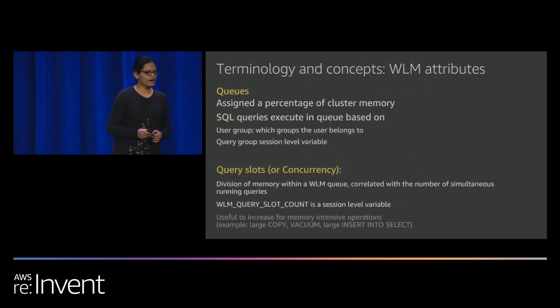In Redshift, what we have is called queues. When you execute a query in Redshift, that query will execute in a queue. Based on the user or the user group you belong to, or by setting a query group in the session that you're executing, that determines which queue that query is going to execute in. A queue is divided into slots. Each slot gets a percentage of memory. The number of slots determines how many concurrent queries you can run in that queue.